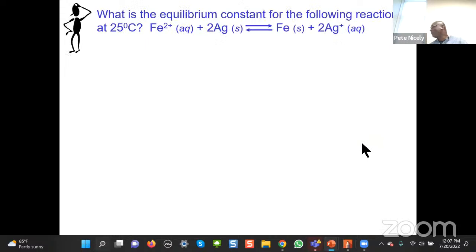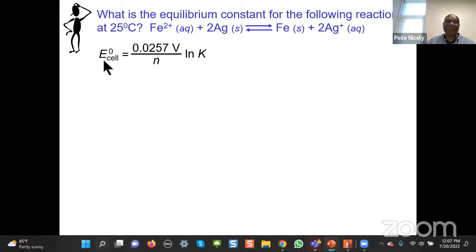Okay, so based on what we have just covered, let's look at this example. You're given this equation here, and the question is asking you to calculate the equilibrium constant based on what we have covered so far. Of course, you can identify this as a redox reaction, right? Now, in order for us to determine K, the equation that we would use would be this equation right here. This equation relates the EMF of the cell to the equilibrium constant. So if we can find the EMF of the cell, and if we know what n is, then we can rearrange this equation to find K. So how do we do that?